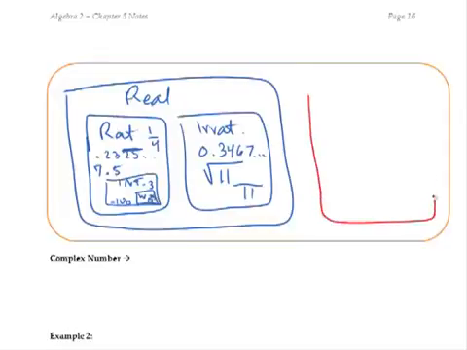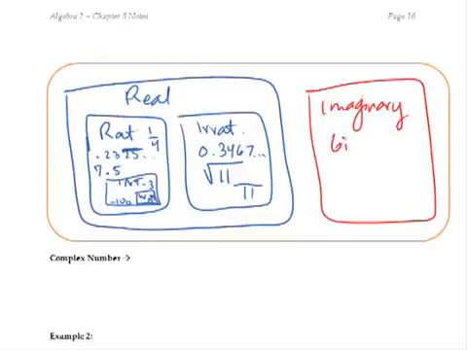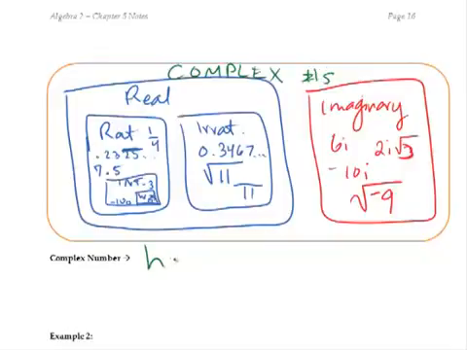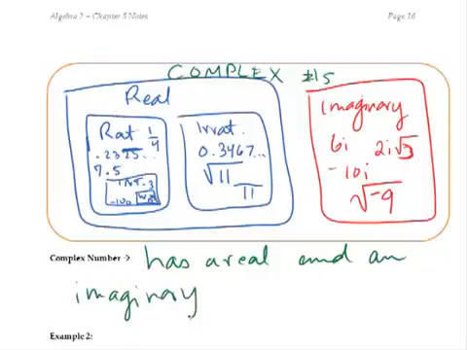Imaginary numbers fit over here. Imaginary numbers are things like the 6i that we just saw, or 2i root 3, or negative 10i, or square root negative 9, because when you simplify that, it comes out to be 3i. So imaginary and reals live in two separate camps, but they both fall under this blanket of complex numbers. A complex number has a real and an imaginary component.